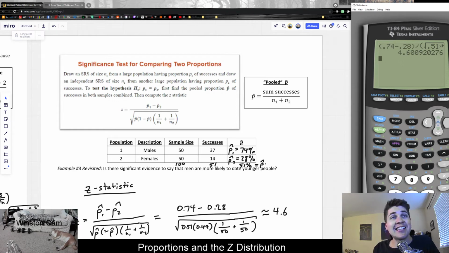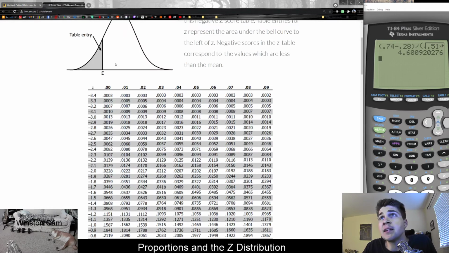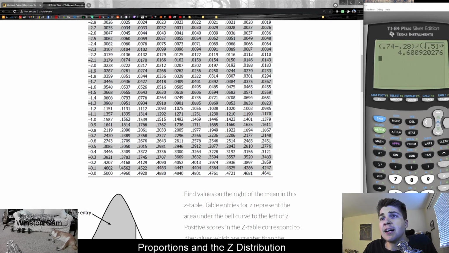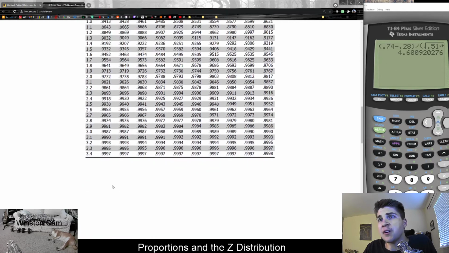And again, that's like standard deviations. So that's a super, super high Z. Remember, 2 to 3 is already getting pretty high. And again, we could look up in a Z table what that means. That's actually so high that it's not even in our Z table. If you go towards the very end, 3.4, notice we're already at the 0.99999 probability.